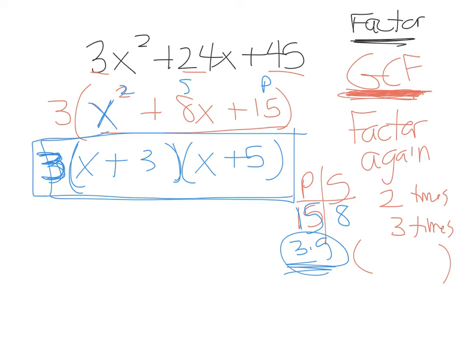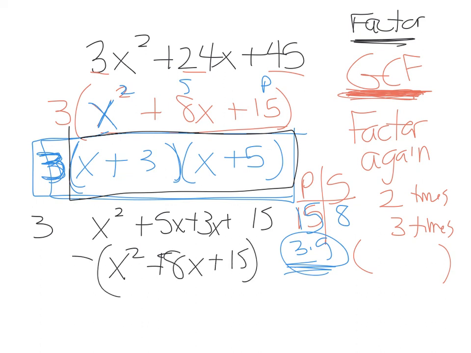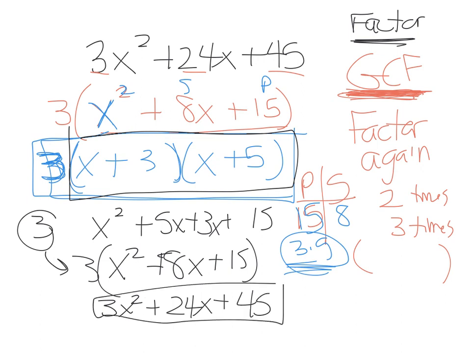To check this problem, I can FOIL these 2 first, then multiply all of that times 3. Let me do that. If I FOILed these 2 first, I'd have x squared plus 5x plus 3x plus 15. That gives me x squared plus 8x plus 15. Then I would have to multiply it by that 3 to get the 3x squared plus 24x plus 45, which is what we started with. So all is good.